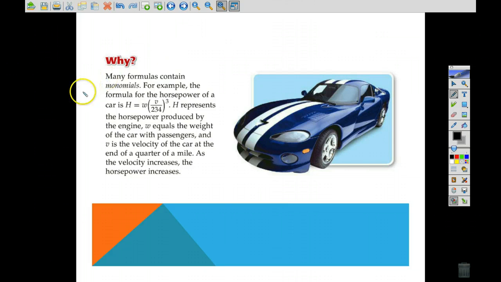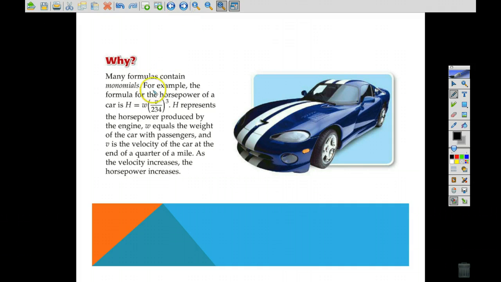Many formulas contain monomials. For example, the formula for the horsepower of a car is H equals W times V over 234 to the third power. H represents the horsepower produced by the engine. W equals the weight of the car with passengers, and V is the velocity of the car at the end of a quarter of a mile. As the velocity increases, the horsepower increases.